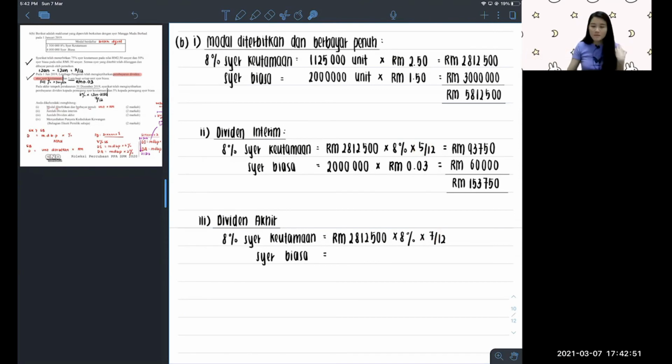Dividend interim, my company, I want to give at June. Got what problem? I like lah. I want to give at April also can one. So dividend interim won't have a fixed date. You need to see based on question. Okay? Equals. So lastly, for share biasa, this time don't take unit anymore.